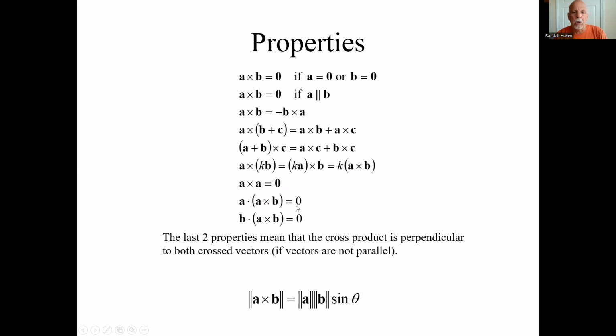A dotted with the cross product is 0, and B dotted with the cross product is 0. A and B are what gets dotted. You put these two together, and it means the cross product is perpendicular to both of the vectors that were crossed. As long as those vectors aren't parallel, then you'll get a 0. There's this property where the magnitude of the cross product is the product of the magnitudes times the sine of the angle between those two vectors. Theta again means the angle between the two vectors.